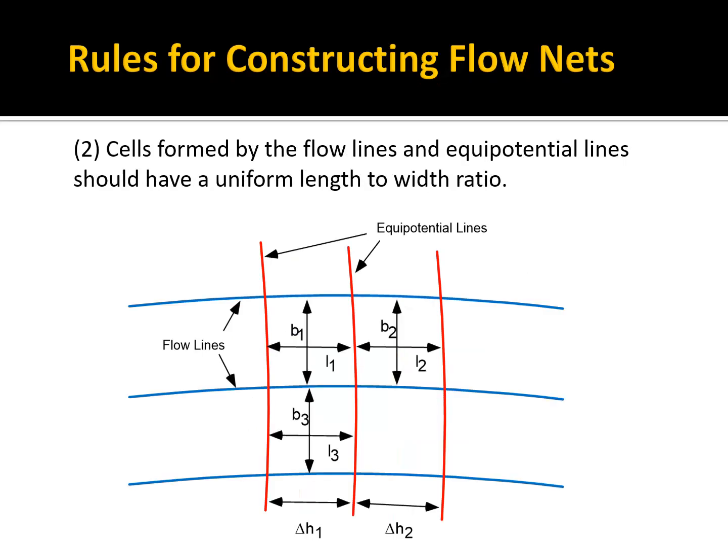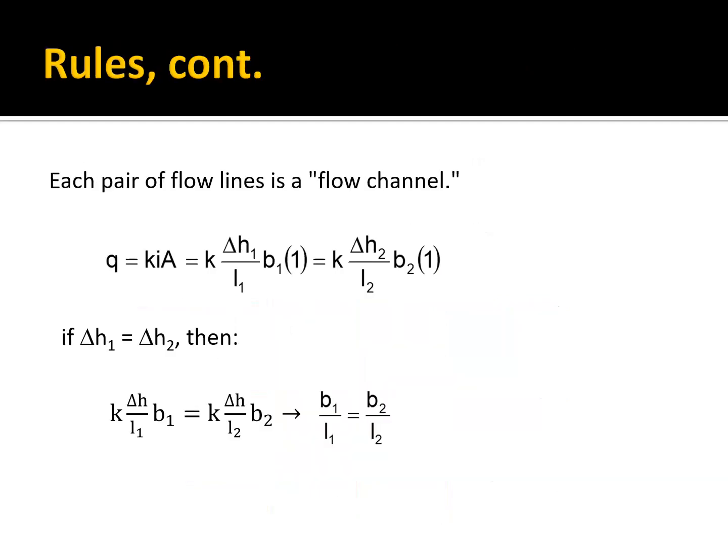Rule number 2, cells formed by the flow lines and equipotential lines should have a uniform length to width ratio. And generally, that is an equal length to width ratio. So I say squares, but they're squares or distorted squares a little bit, as shown on here. So those are the 2 basic rules.